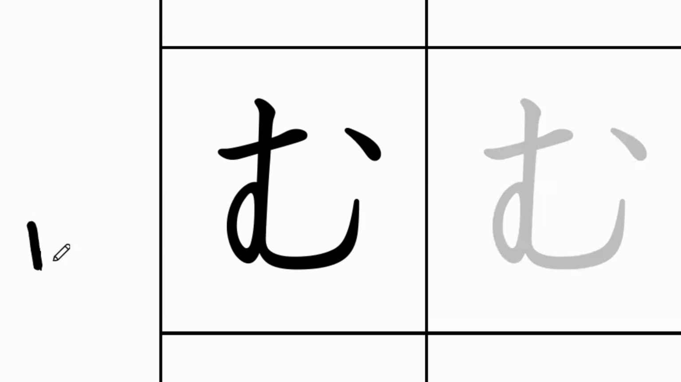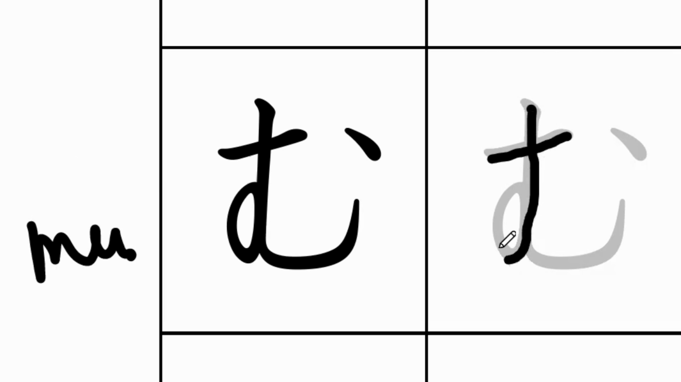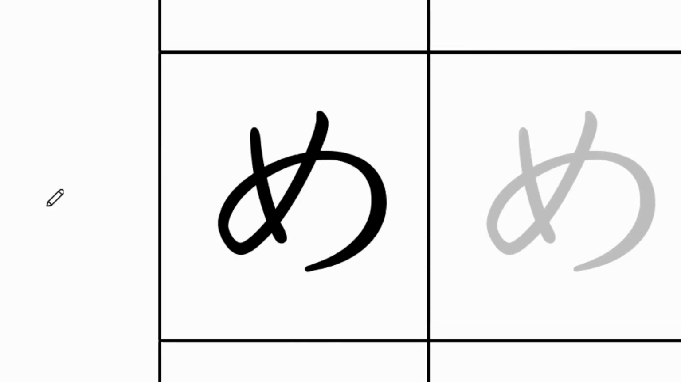The next character is Mu. So let us see how to make this character. This character has got 3 strokes. The first stroke is like this. The second stroke is like this. And the third stroke is like this. This is Mu.